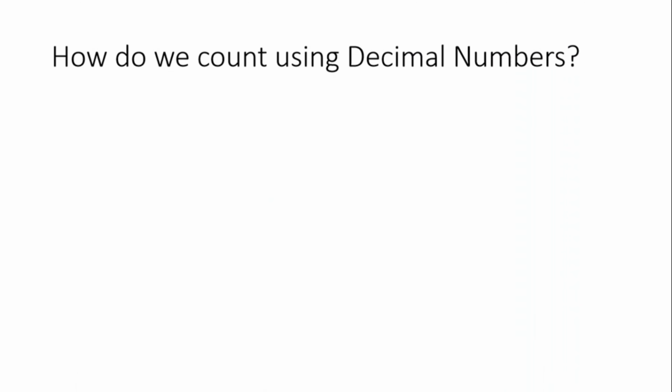How do we count using decimal numbers? As we know, the radix or base of a decimal number is always 10. That is, we use 10 different numerals to create any decimal number, and these numerals are from 0 to 9. So we count in decimal numbers like 0, 1, 2, 3, 4, 5, 6, 7, 8, 9. Now here we run out of digits because 9 is the last one-digit number in the decimal number system.